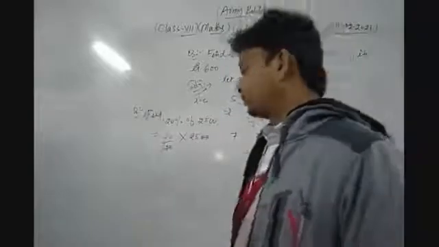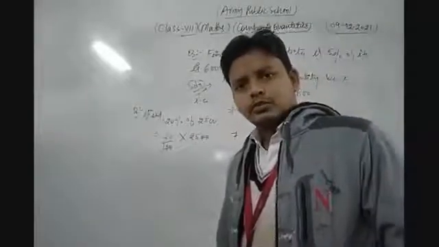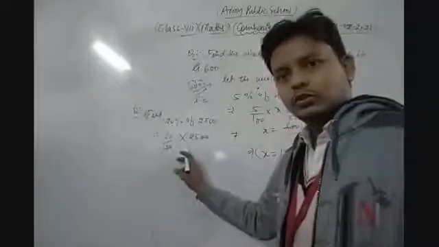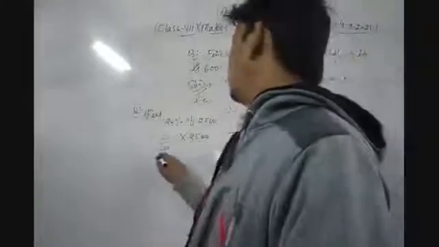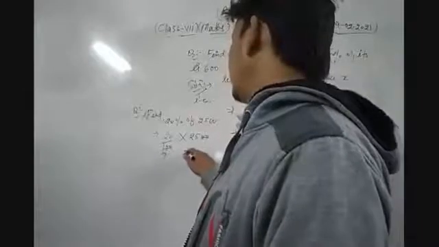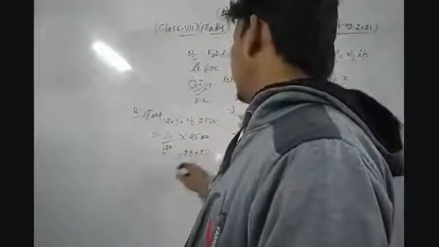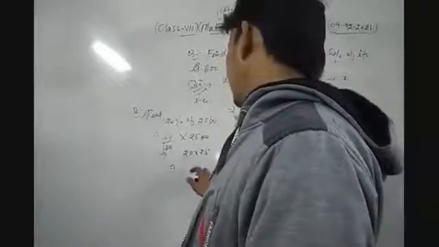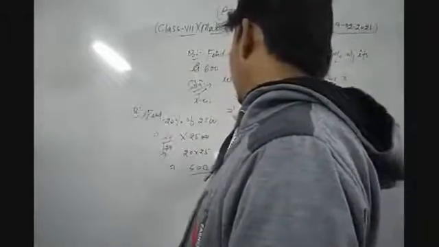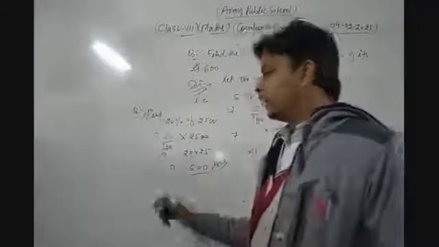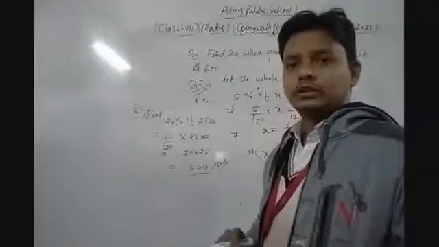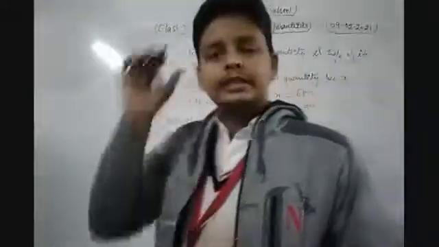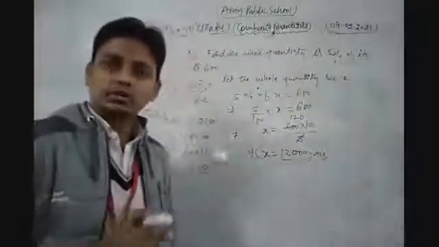Now 20 and 100 cancel each other. Now what do we get? 20 into 25, that is 25 times 20, which is 500. This is your required solution. Thus in this way we find 20% of 2500. In this way you can solve each and every question of your NCERT exercise based on the topic percentage.